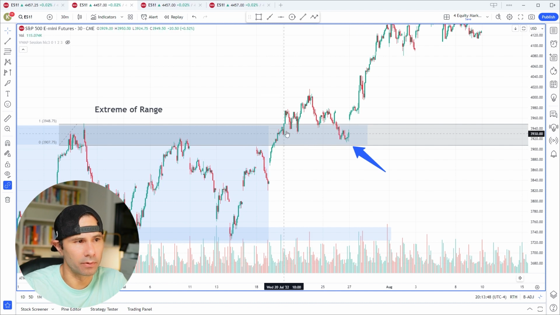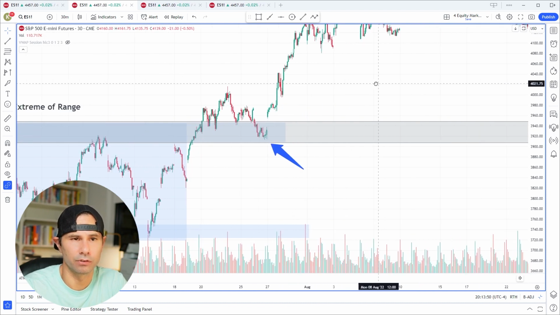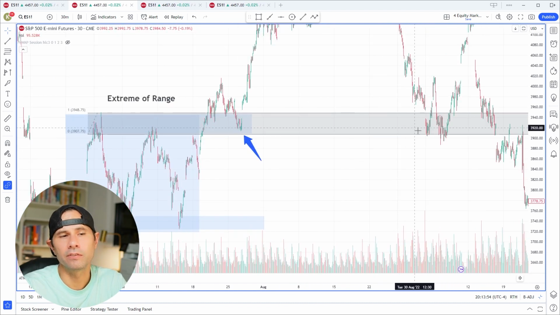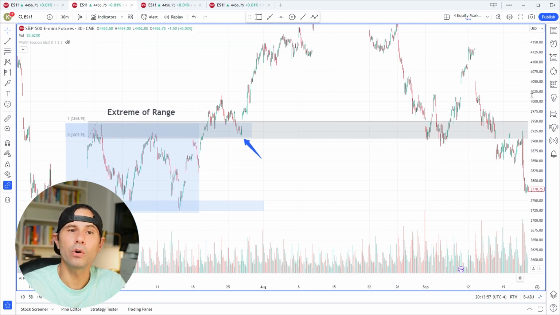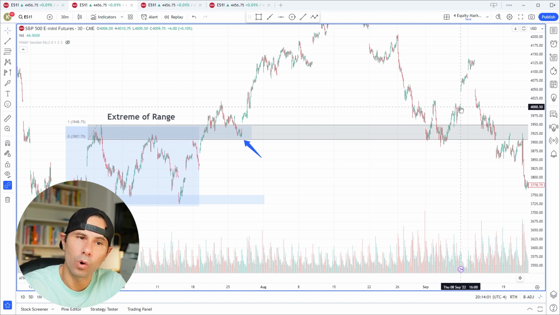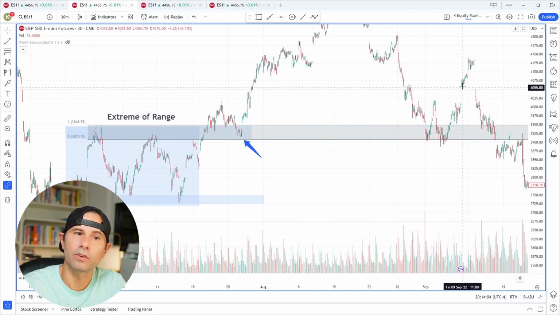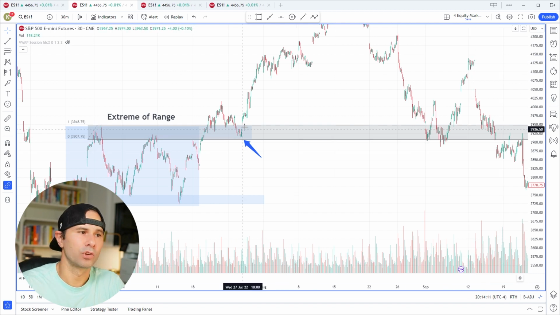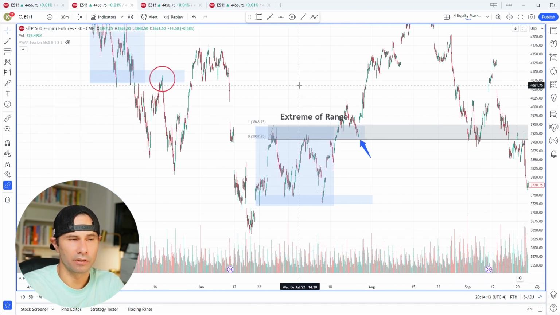We broke from the range, we came back, tested, and continued. This type of trade for me is second retest. Although it worked, like here it worked partially, here also worked, and then we started to build value above until we now rejected this to the downside. So this is one example of the range extreme.